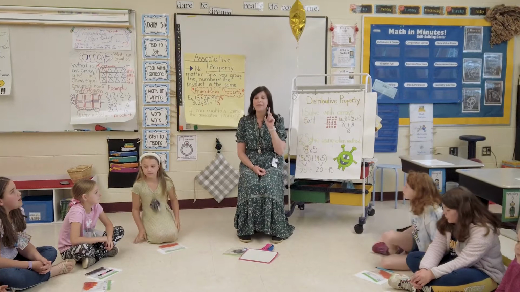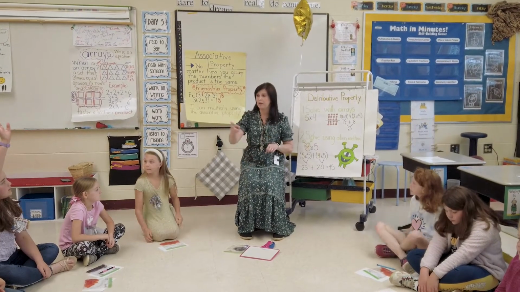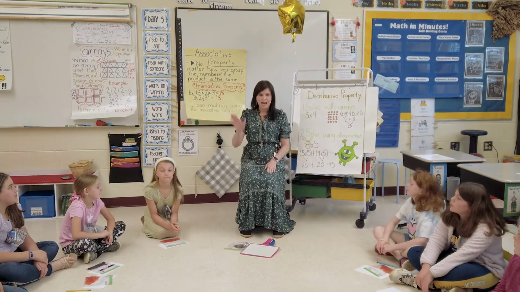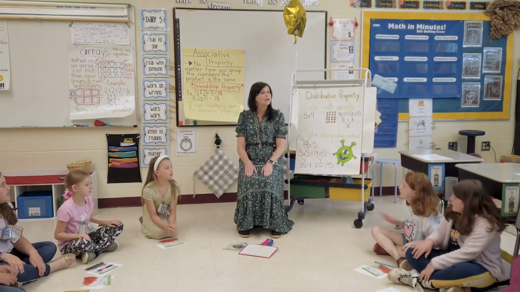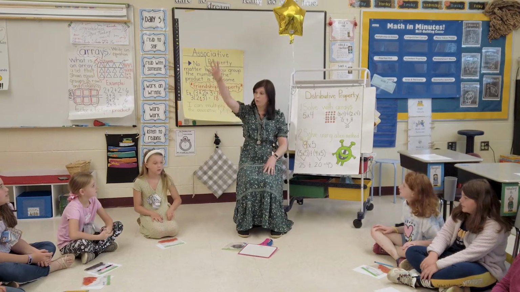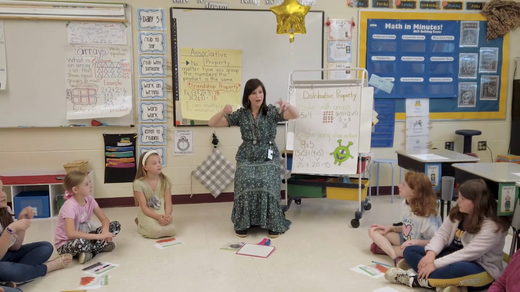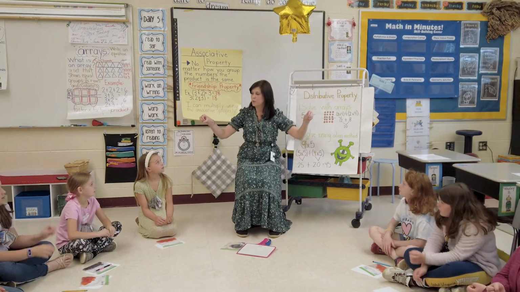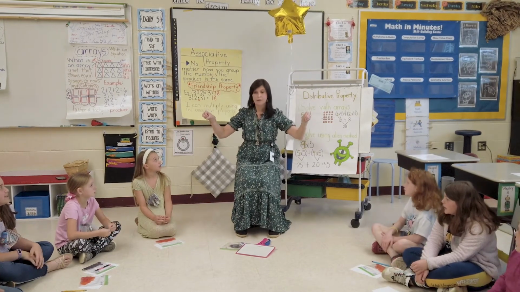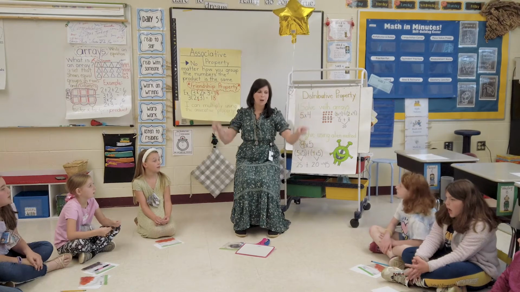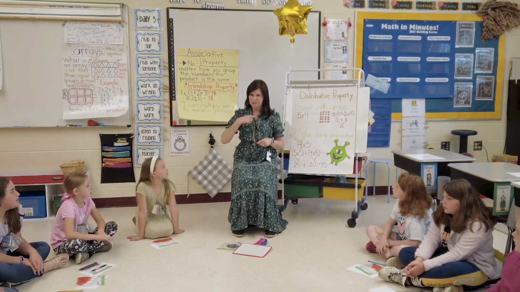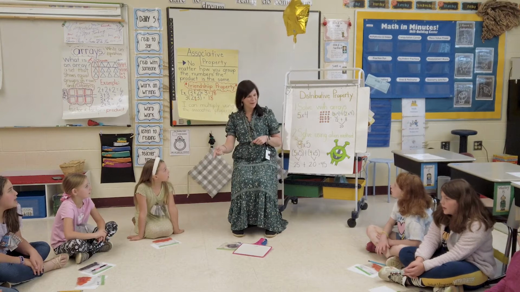Who can tell me the second property that we've been working with? Autumn? Flip-flop. The flip-flop property. So we have factor times factor equals product, and we can take one factor and take the other factor, and we can flip-flop them, and we're still going to get the same answer. The same answer or the same product. Right. I say multiply, you say product. Multiply, product. Multiply, product. Fantastic.